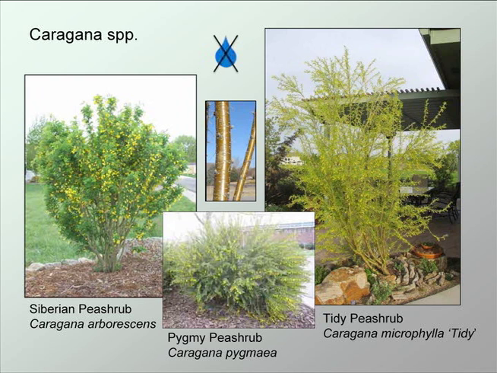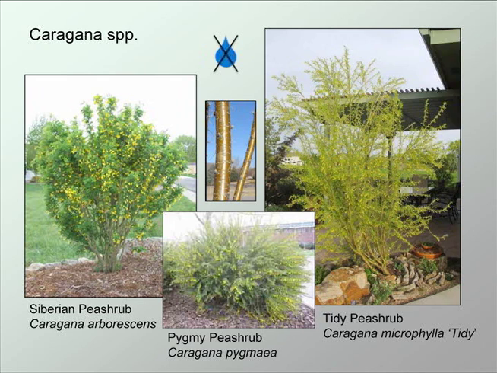Caragana is another workhorse plant. The Siberian pea shrub is commonly used as a screening plant. I think it has excellent qualities, a beautiful yellow flower in the spring. It has a very shiny golden bark, as you can see in the center. This plant is drought resistant and will thrive without additional water once established.